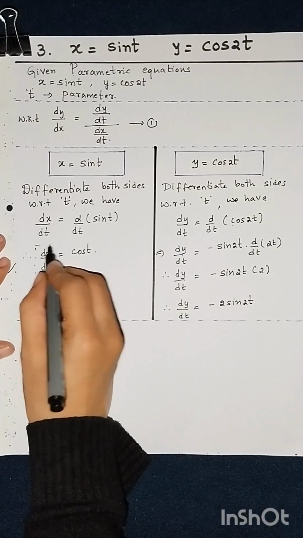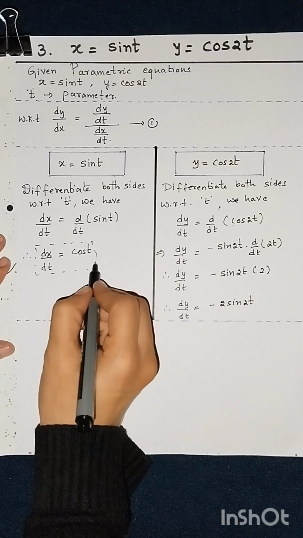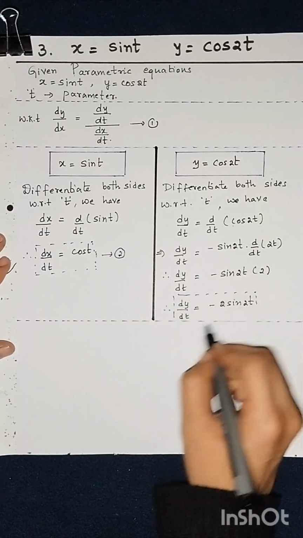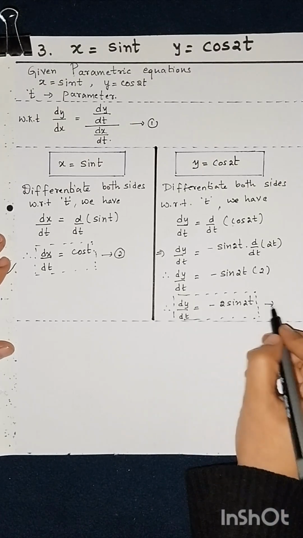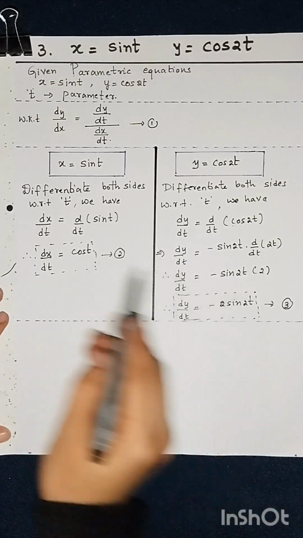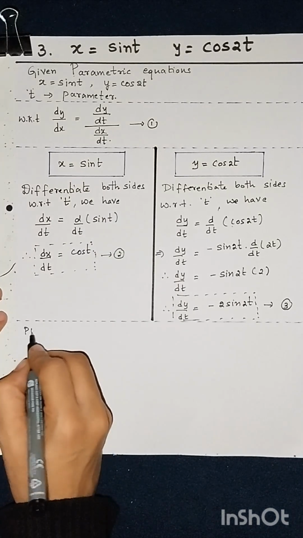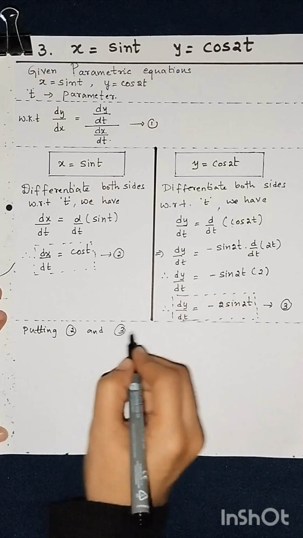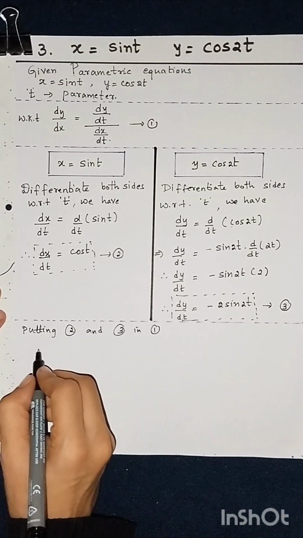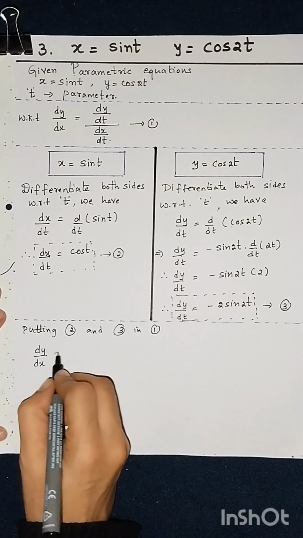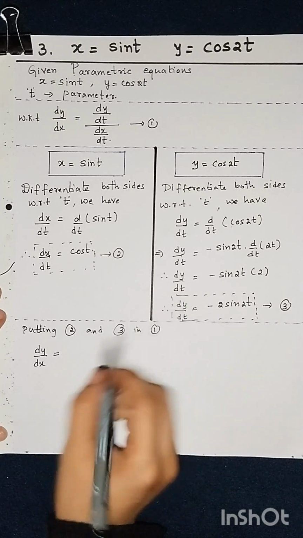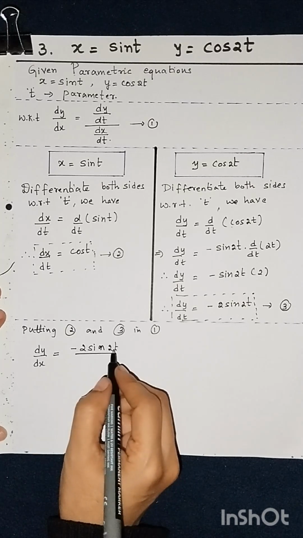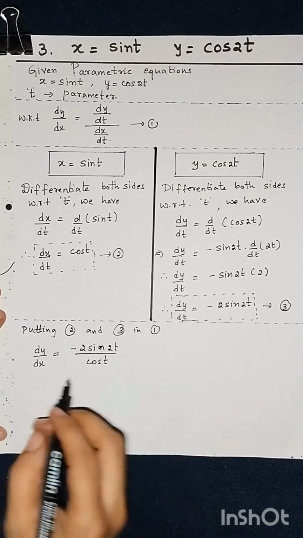So this is equation 2 and this is equation 3. So we will put these equations in 1, putting 2 and 3 in 1. dy by dx is equal to, first we have to write dy by dt, so minus 2 sine 2t divided by, in the denominator, cos t.